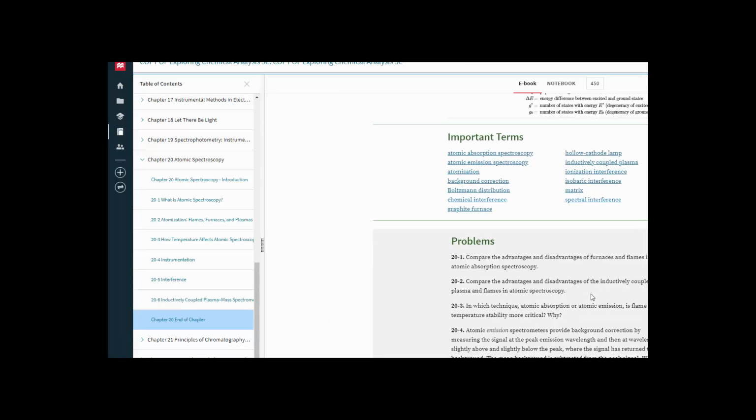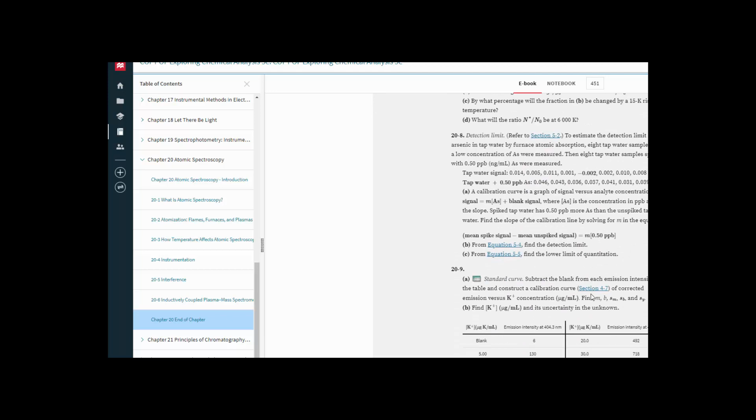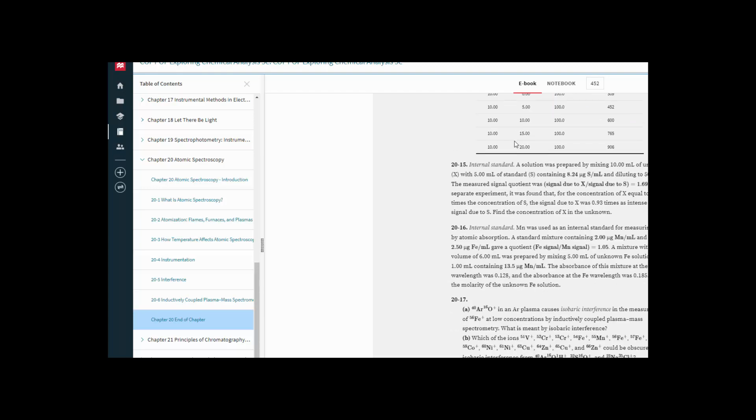Now, most of the problem solving for this particular chapter is going to be related to our QA and QC chapter. So we will be looking at LODs and LOQs. We'll be working with standard curves. It's all stuff that you've seen before. We're just using atomic absorption data to work with it. So it's not difficult to do this problem solving. It's just going to take remembering how to work those problems.